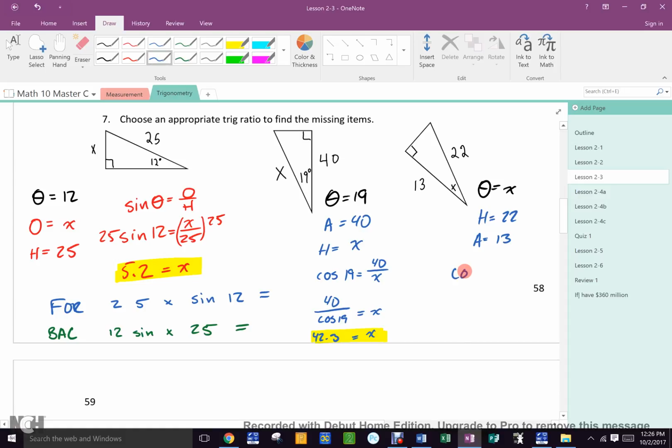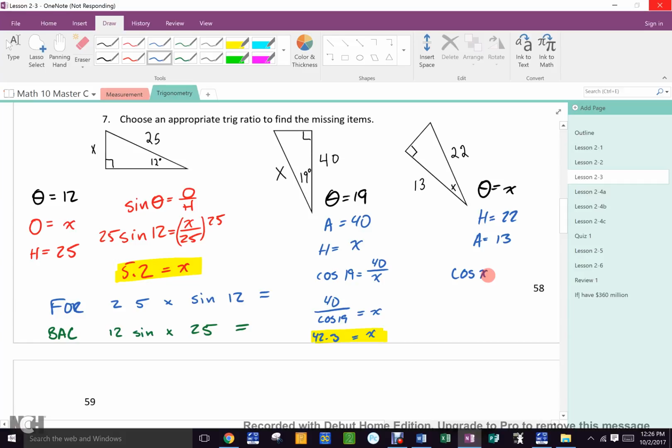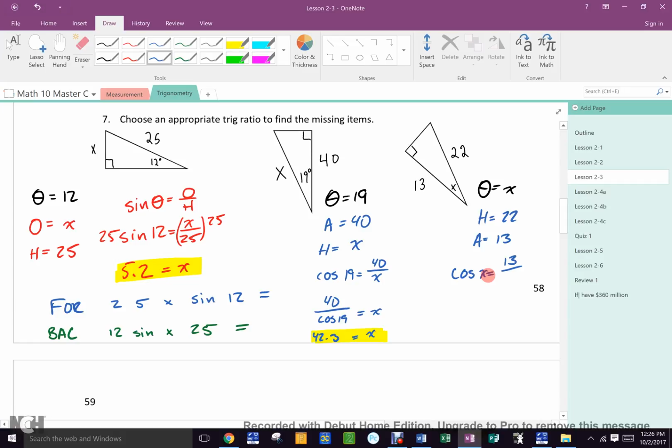Well done, Nick. Cos of x equals what? 13 over 22. Am I looking for an angle or a side? An angle. So is it cos or shift cos? Shift cos. X equals. Tell me what it is. And it is 54 degrees.